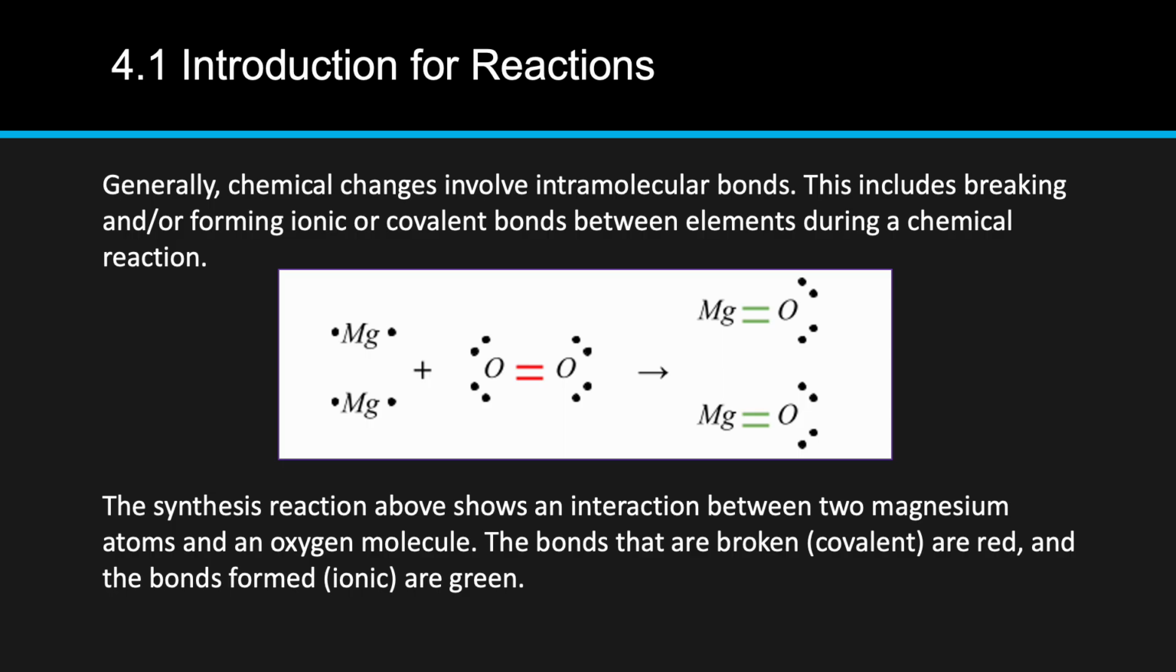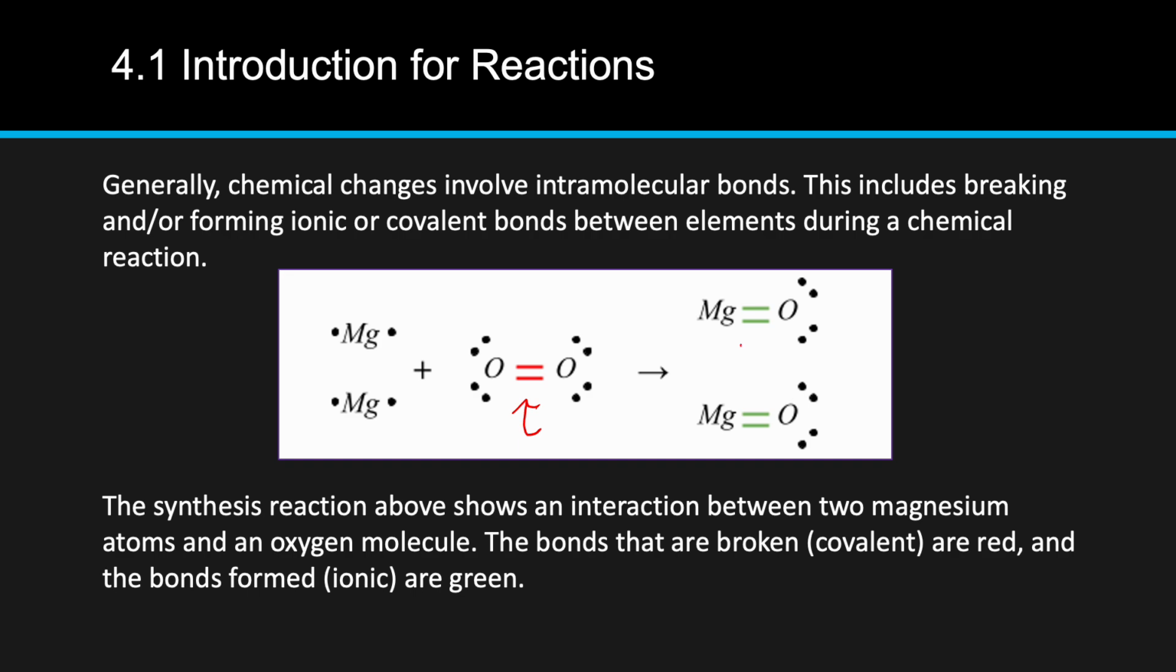So on the left, in our reactant side, we can see that we have a covalent bond between the two oxygen atoms. And in order to form magnesium oxide, that covalent bond has to be broken, which means energy has to be put into that molecule in order to break those bonds. Then when those bonds are broken, we end up creating an ionic compound of magnesium oxide.